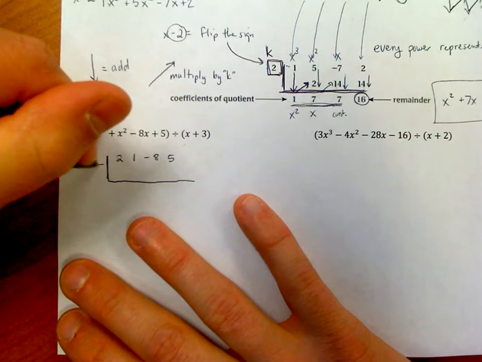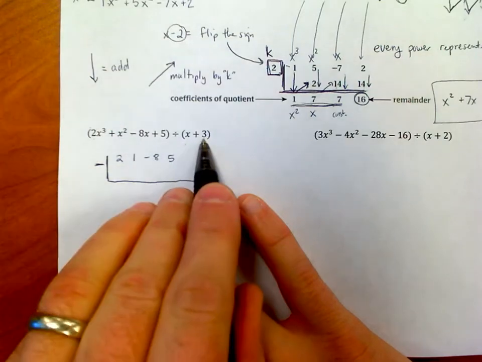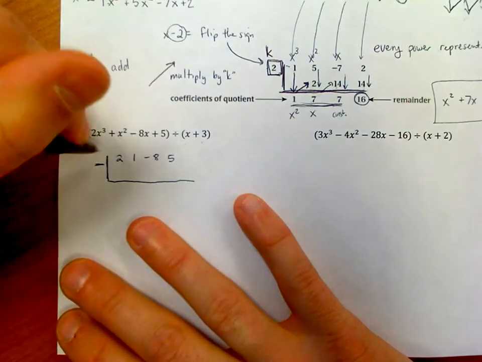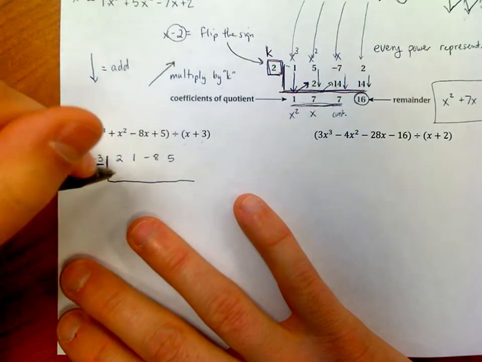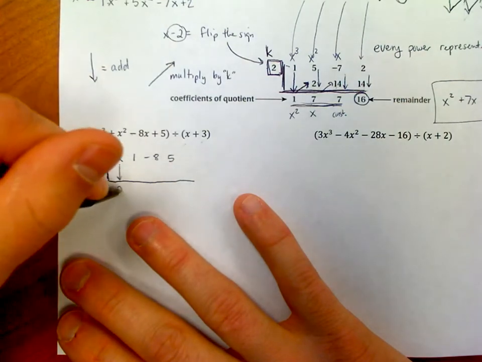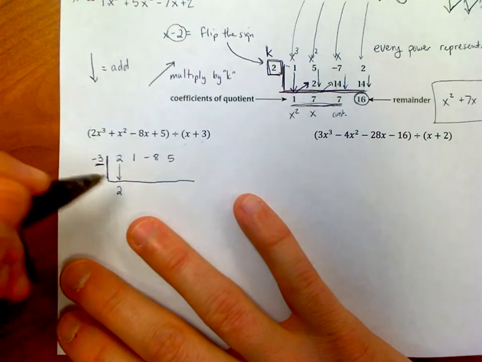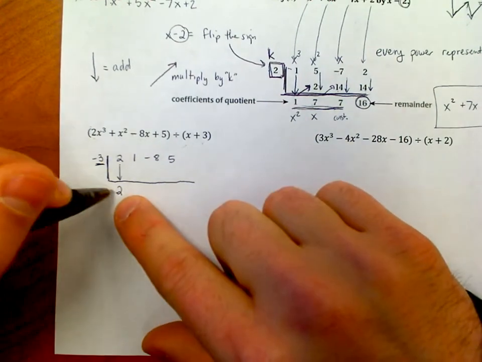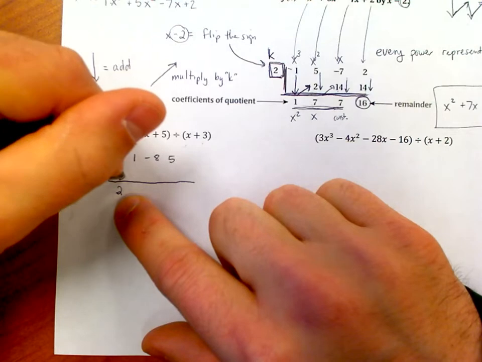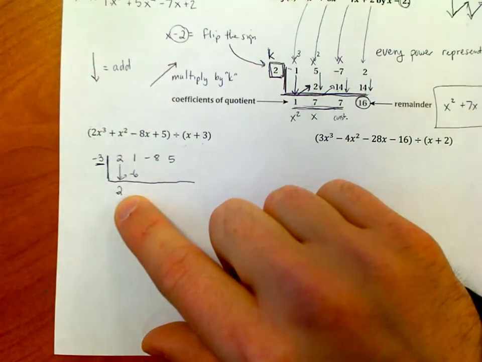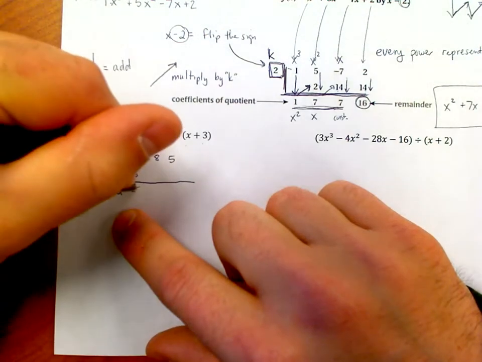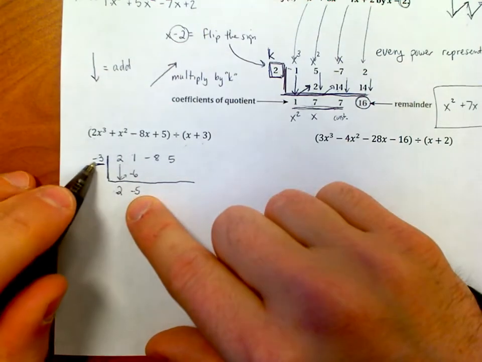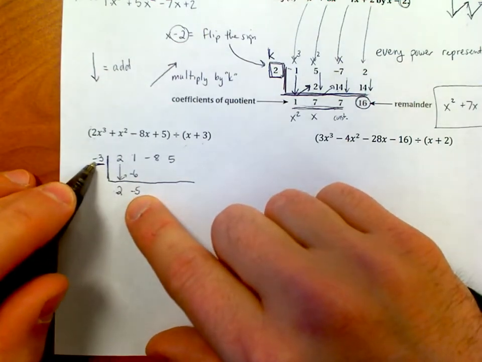The number that goes on the outside of the box is the opposite of 3. So negative 3 goes in the box. We flip the sign. Here we go. Drop the first number, 2. 2 times negative 3 is negative 6. So I move up here and put a negative 6 in this spot. I add vertically. 1 minus 6 is negative 5. Negative 5 times negative 3 is positive 15.